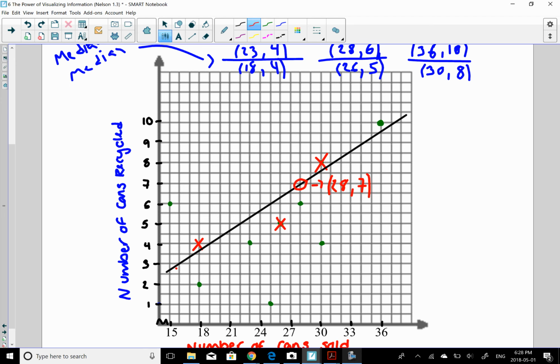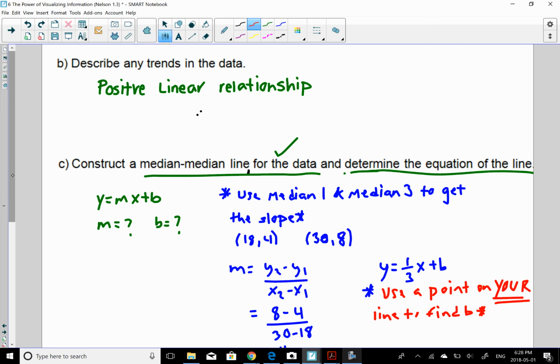Could use 16 and 3 if I want instead. Let's use 16 and 3. Looks like it's more exactly on the square than this one. It's hard to see that. Again, 16 and 3. So again, it's a point on your line, so the answers will differ slightly. So using 16 and 3 here.